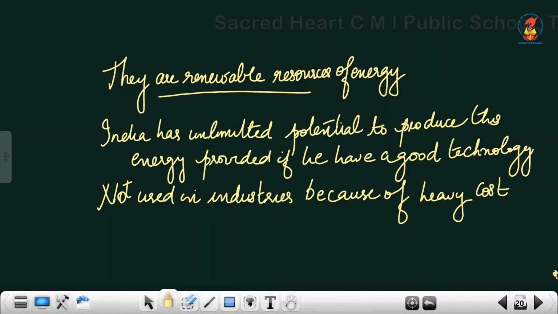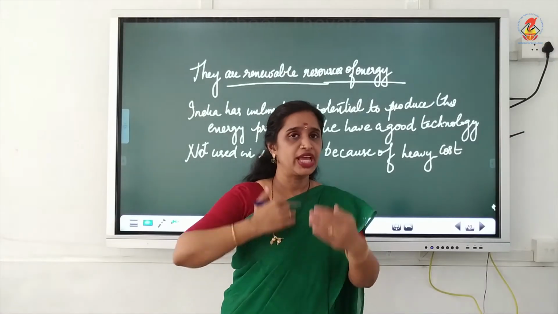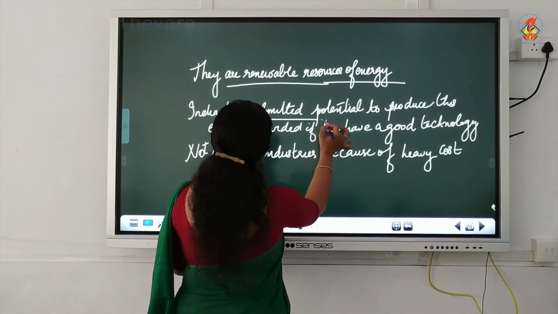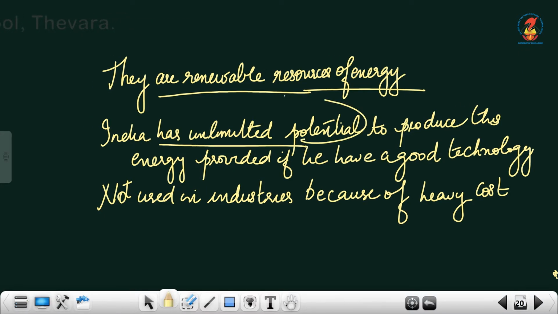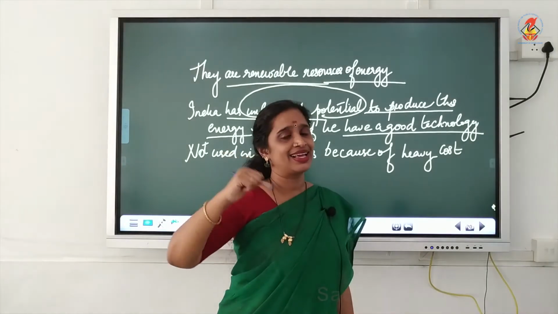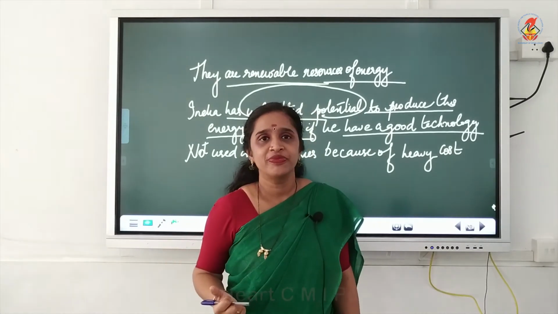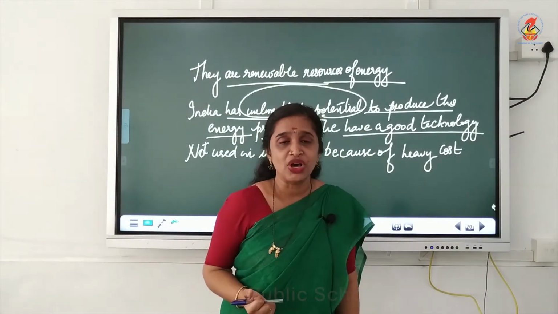And these non-conventional sources of energy are renewable resources of energy, just the opposite of conventional sources of energy. They are renewable. They can be used again and again. Okay. Now, India has unlimited potential, to be noted. India has unlimited potential to produce this energy. Which energy? Non-conventional sources of energy, provided we have a good technology. We are lacking in technology. If we have a better technology, we can make good and effective use of these non-conventional sources of energy.